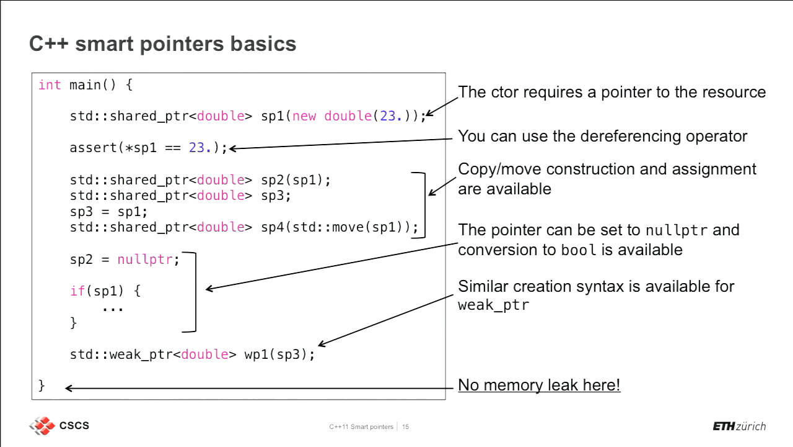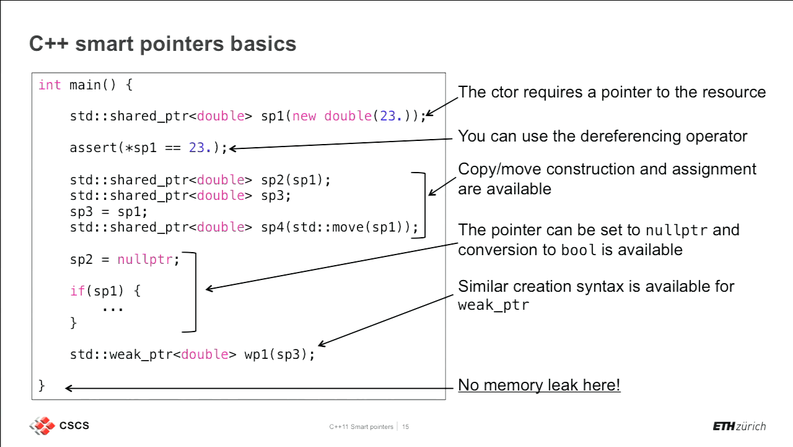We can create a shared pointer using the default constructor that, like for the raw pointer, will create a shared pointer that is basically a null pointer, so not a valid pointer. Here we can assign one shared pointer to another one. So this pointer that was originally a null pointer is now assigned to the same memory resource of SP1, so that at this point we have three shared pointers pointing to the same memory resource.